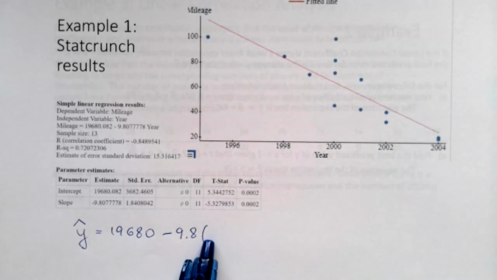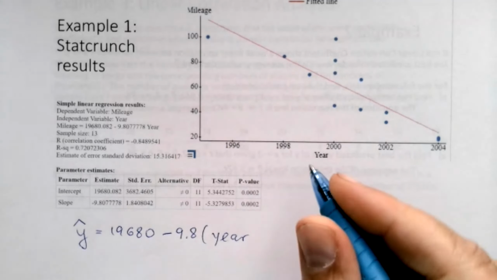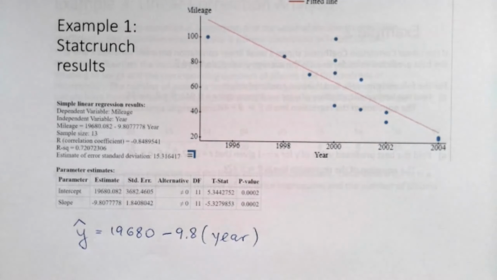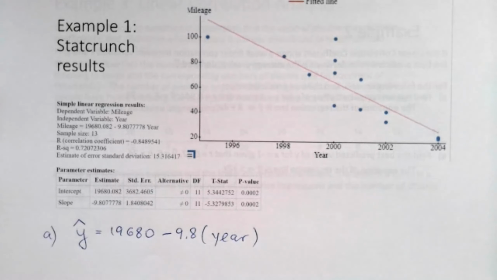What do we take in? What's our X variable? X variable is the year in which the car was made. All right, so this is our regression line. And I believe one of the questions was to find the predicted mileage for the car that was made in year 1999. So let's do that. We're going to set X equals 1999 and put it into our model.